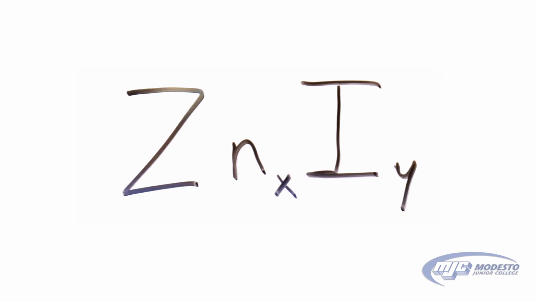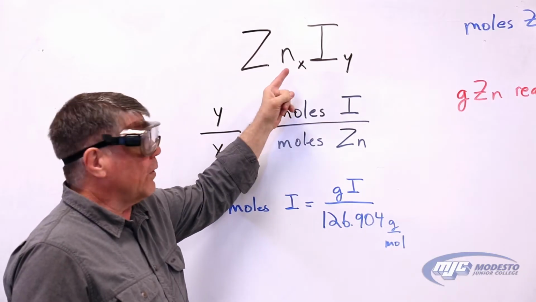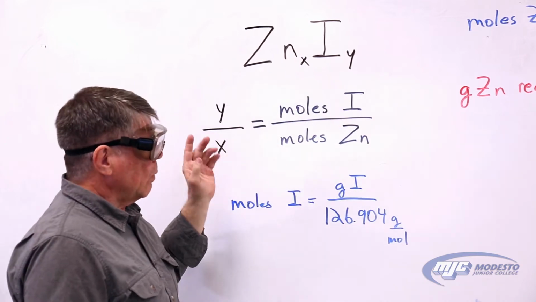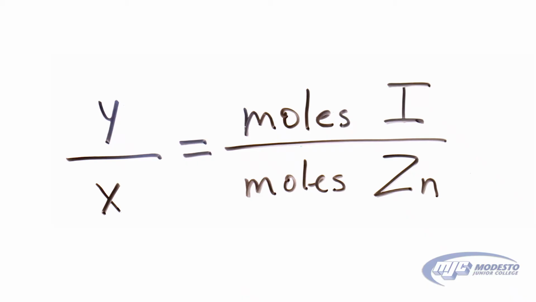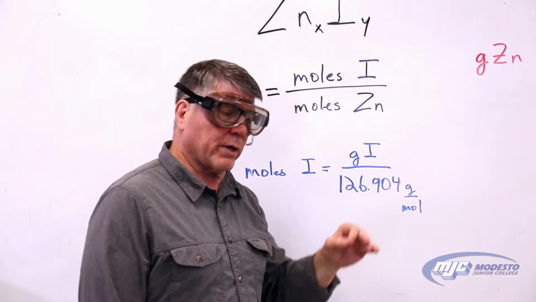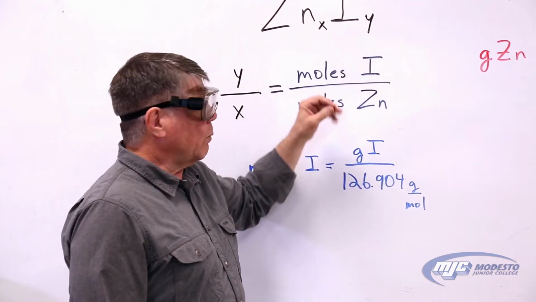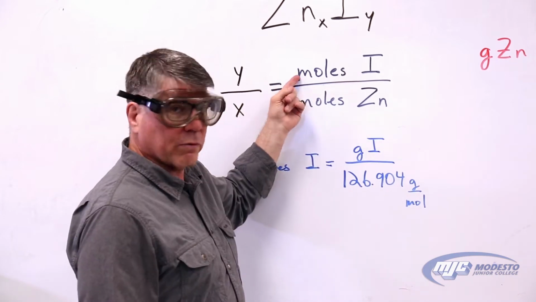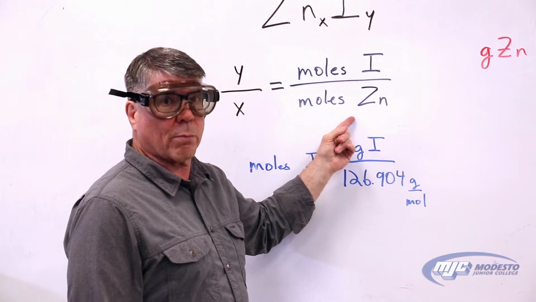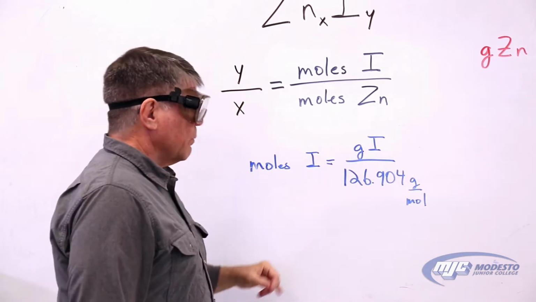We say, okay, zinc iodide has zinc atoms in it and iodide atoms in it, and the goal is to figure out what these subscripts are, what our X and our Y are. Now, what they are, it's the ratio of the moles of iodine to the moles of zinc, or you could do it the other way around, but we'll do it this way. Now, what that means, guys, is that in order to calculate our subscripts here, we need to know two things: how many moles of iodine there are in that formula, and how many moles of zinc there are in that compound. So here's how we do it.